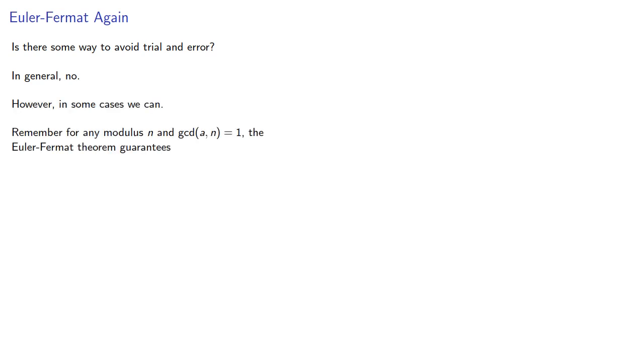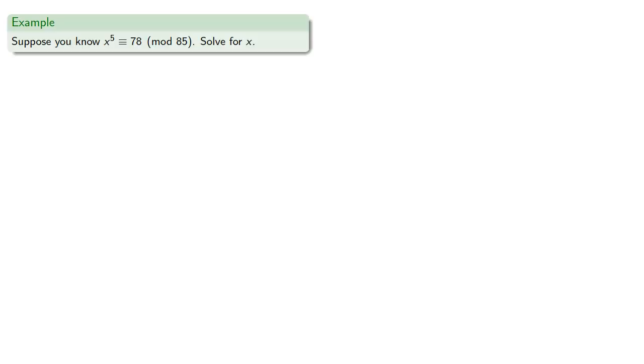Remember that for any modulus n, and greatest common divisor of a and n being 1, the Euler-Fermat theorem guarantees a to the power phi of n is congruent to 1 mod n. In some cases, this allows us to calculate the root directly. For example, suppose we know x to the fifth is congruent to 78 mod 85. So we can compute phi of 85. 85 is the product of two primes, 5 and 17, and so phi of 85 is a product of phi of 5 and phi of 17, and since these are both primes, their phi values are prime minus 1, and so phi of 85 is 64.